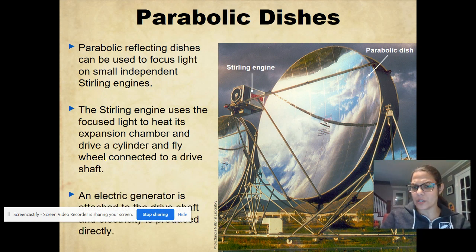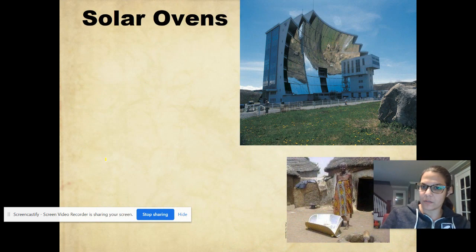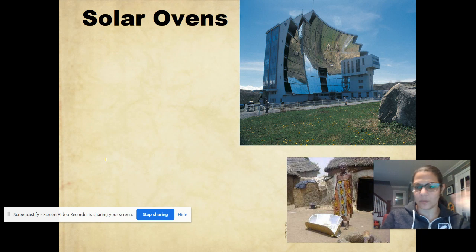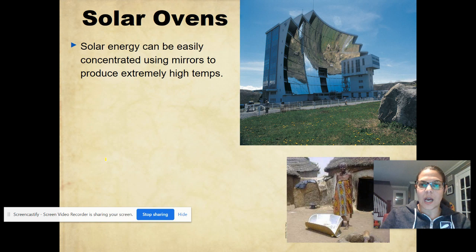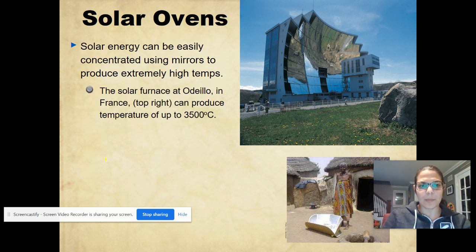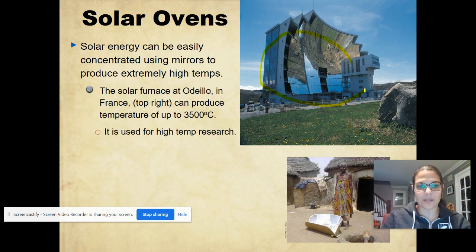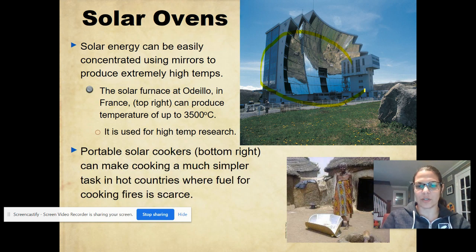You don't need to know the specifics of these three. What you do need to know is how photovoltaic cells work, and we're going to get to those in a minute. Solar ovens can be really, really helpful, especially in developing countries. In France, that one solar oven you can see here up top produces crazy temperatures of 3,500 degrees Celsius. I don't even know what that is in Fahrenheit. It's used for high temperature research.